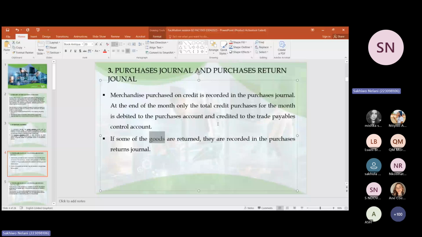I think I must pause a little bit for that and allow colleagues to come up with a practical example so that we can really understand what you are talking about when you talk about the asset, what the accounting implications are in the case of purchases that have been effected, and what the implications are in the case of returns that have been effected.